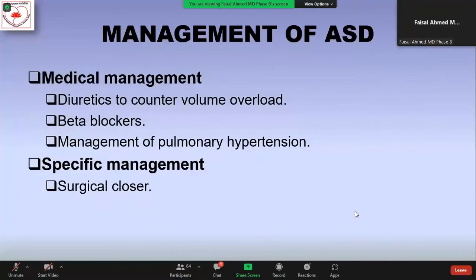Now, in our patient, medical management was done with diuretics, beta blockers, and specific management of ASD primum is always surgical closure.